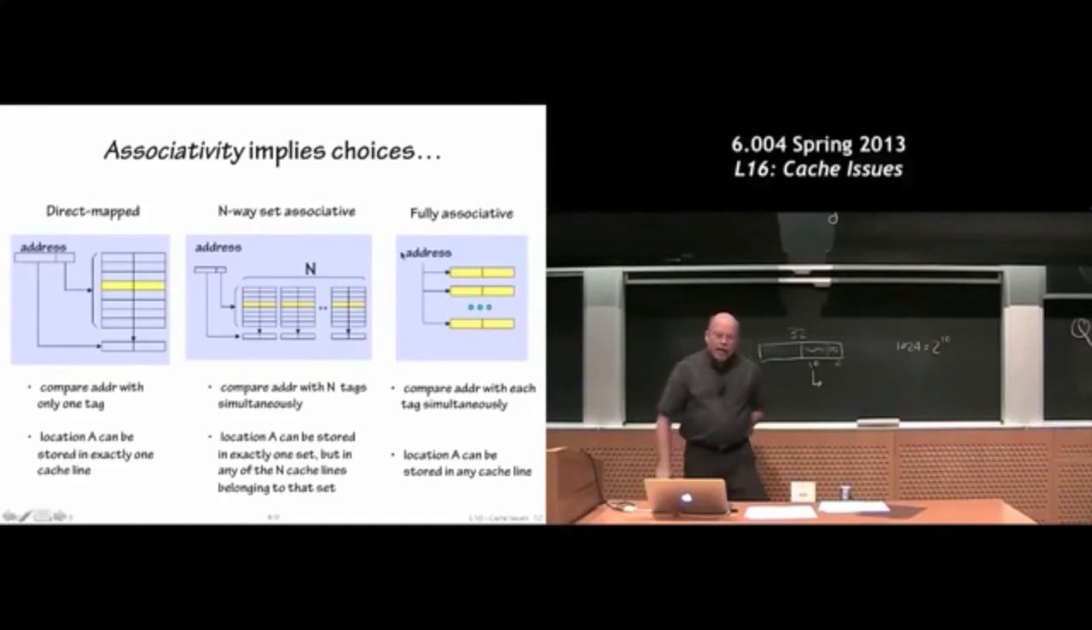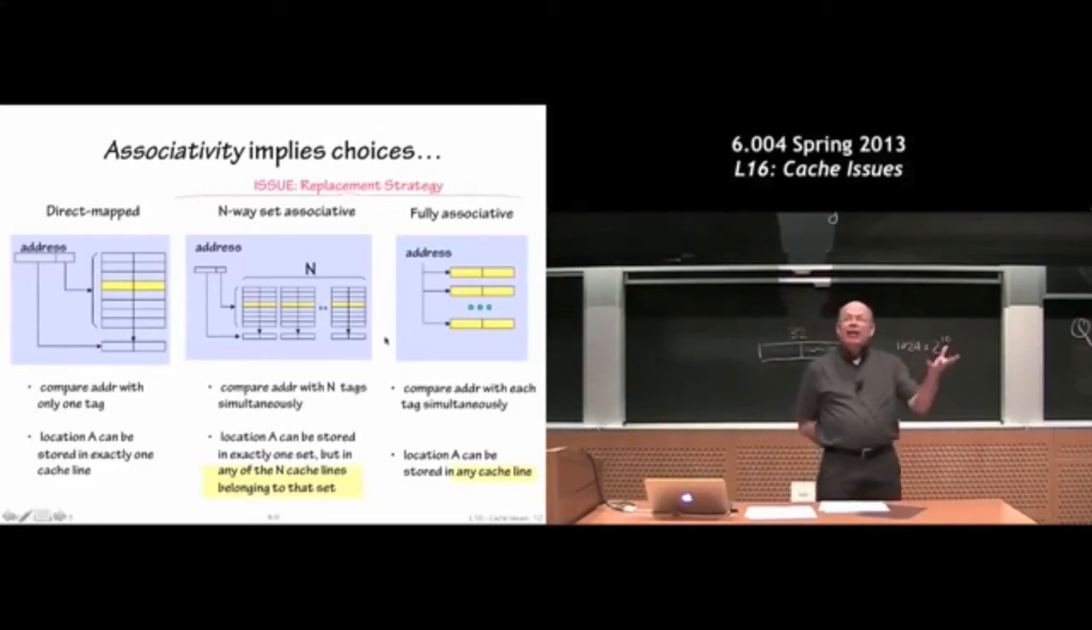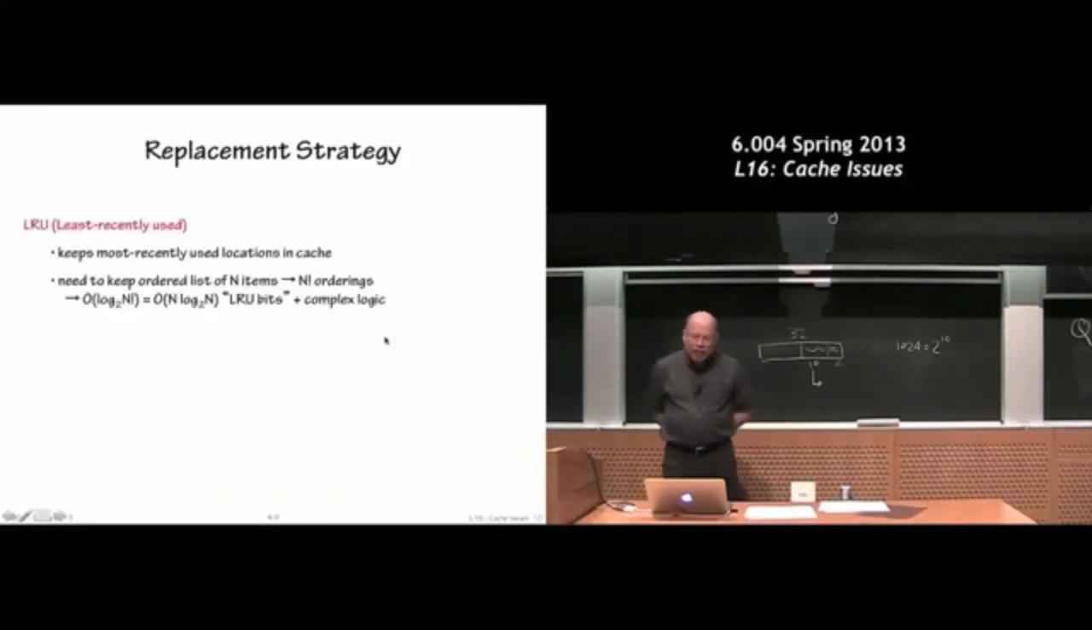Okay, so in an n-way set associative cache or in a fully associative cache, we do have this problem where I need to bring a new thing into a cache and I need to replace something else. How do I make that choice? Okay, so we have a replacement strategy issue, so we'll talk briefly about that.